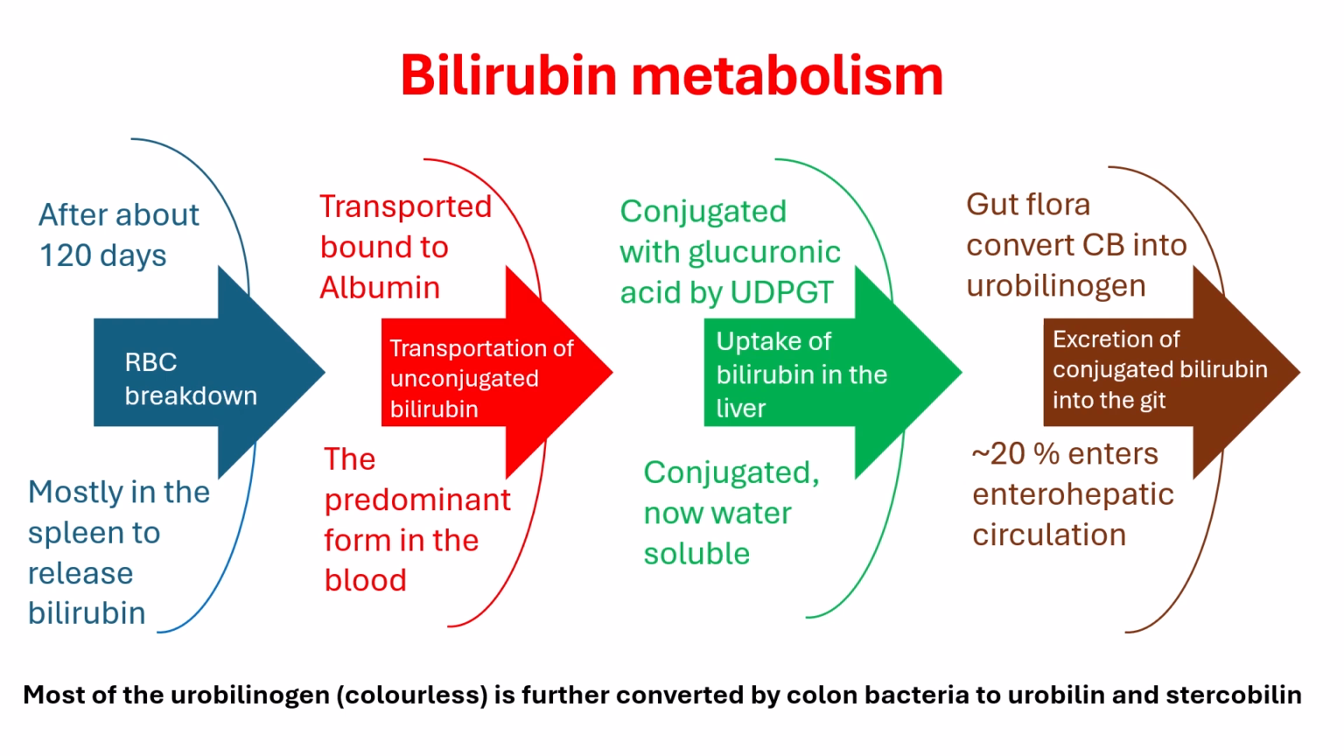The larger chunk of urobilinogen that gets into the large intestine is further converted by colon bacteria to urobilin and stercobilin, which are responsible for discoloration of the stools. So, the fate of most bilirubin formed by the breakdown of red blood cells ends in the large intestine, where it is responsible for the brownish coloration of the stool.